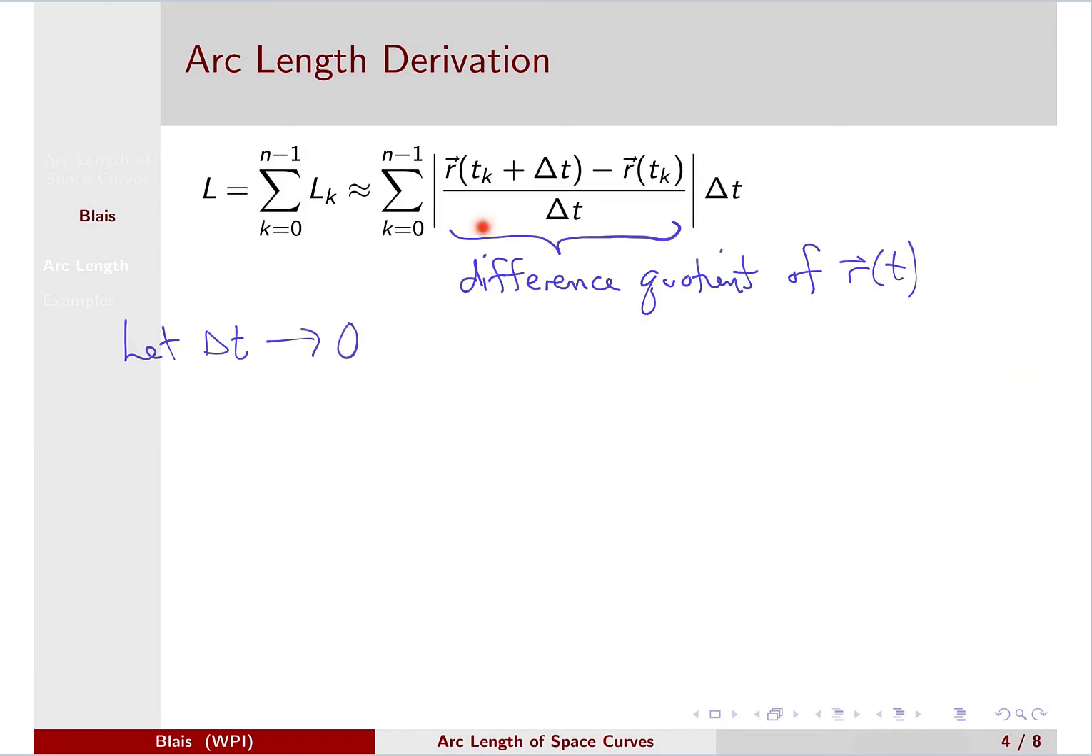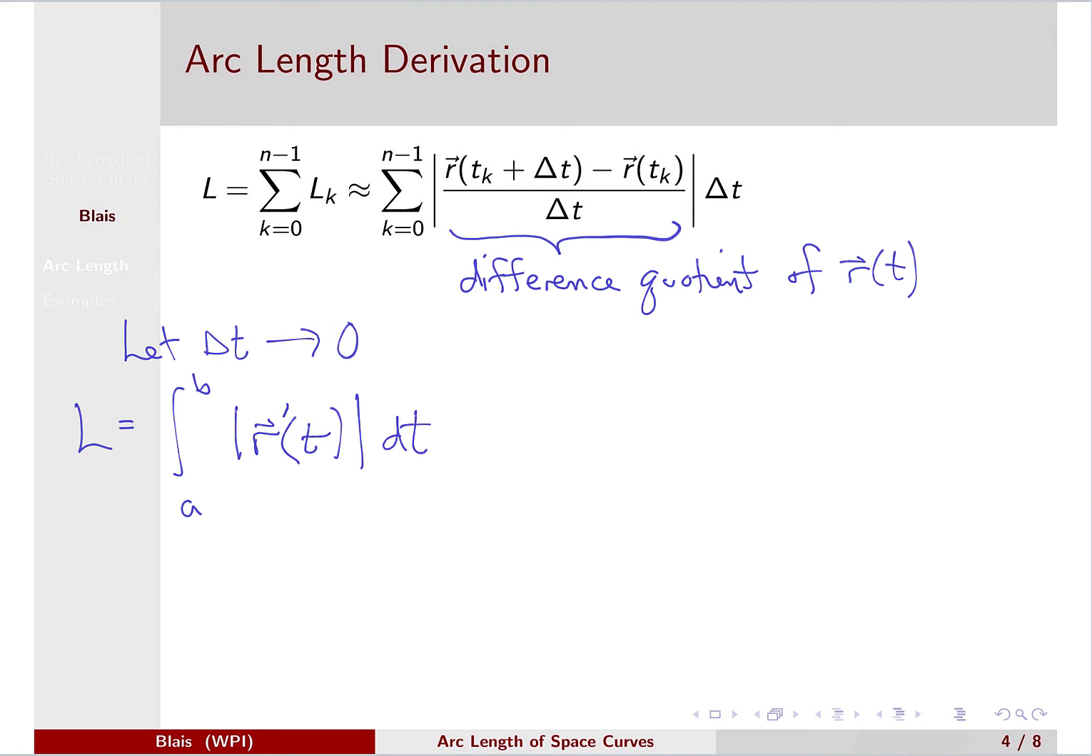And mathematically, this expression becomes the derivative, straight from the definition of the derivative for a vector-valued function r(t). And so when we let delta t go to 0, this arc length approximation becomes an equality, and we have the integral from a to b of the magnitude of r prime of t dt.